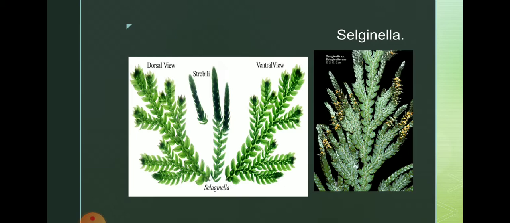Whatever you are seeing in the diagram, that is the dorsal view as well as the ventral view, and the fruiting body, that is the sporophyll body, is known as strobilus. Homophyllum, as its name indicates, has all leaves the same. The stem is upright and all leaves are alike, while Heterophyllum indicates that the stem is prostrate but the leaves are dimorphic, that is one is small and the other is large.